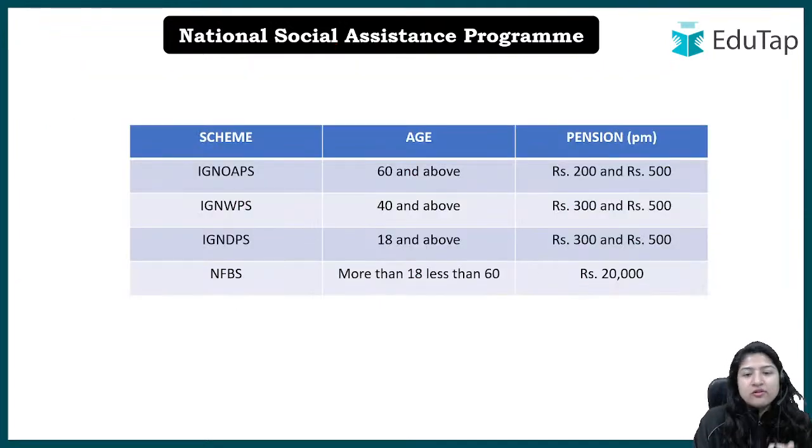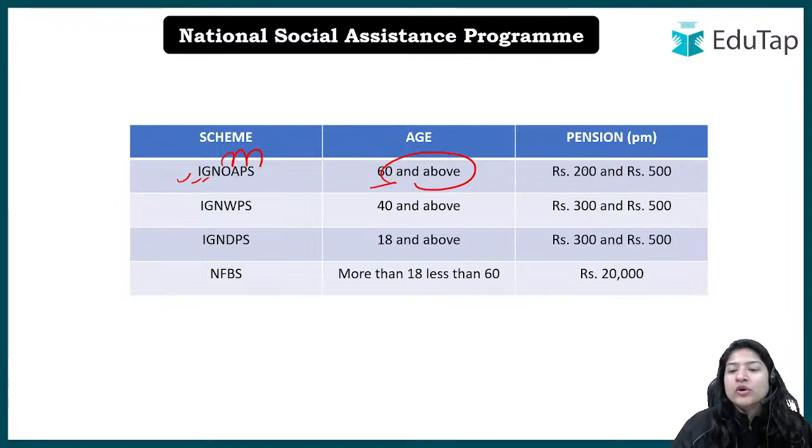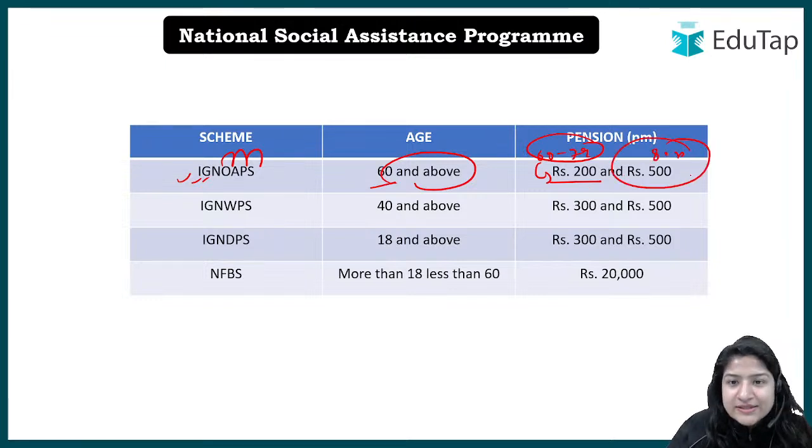So that was all. Now this chart I have made for another quick revision. For the Indira Gandhi National Old Age Pension Scheme, what was the age? It was 60 and above. And what was the pension? From 60 till 79, how much was it? It was ₹200 per month, while for 80 years and above, the super citizens, it was ₹500 per month, right?